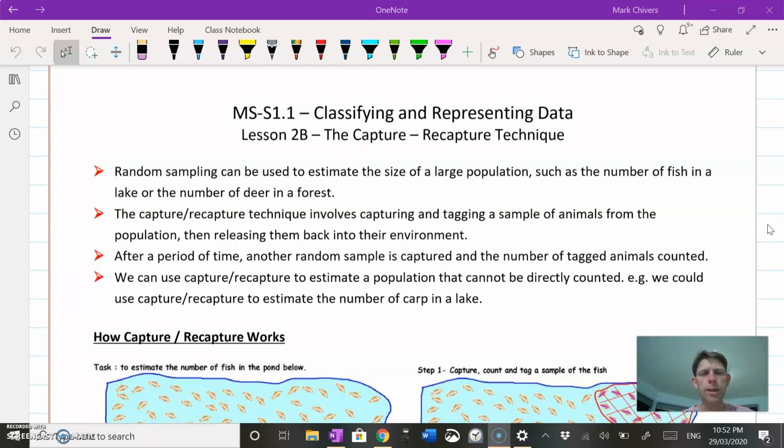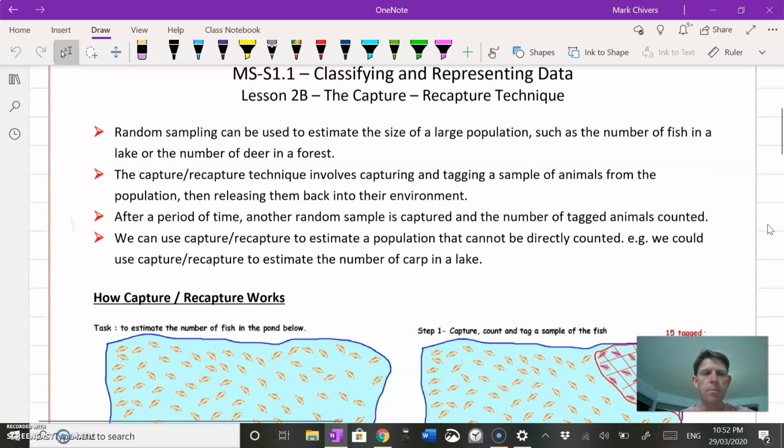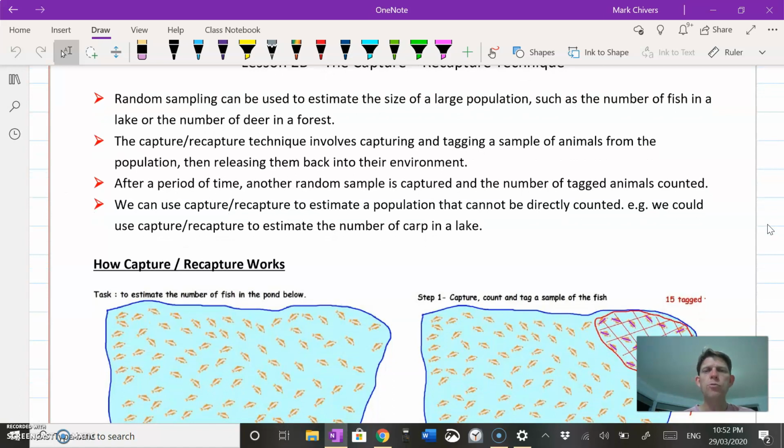It's called capture, recapture. So I've sort of called it lesson 2B because it should sort of follow after that one. And basically this is a situation where if we use random sampling, we can estimate the size of a population. So obviously we talked a lot during that particular course about taking a sample of kids at school and taking a sample of all manners of things. But sometimes we don't actually know what the population is.